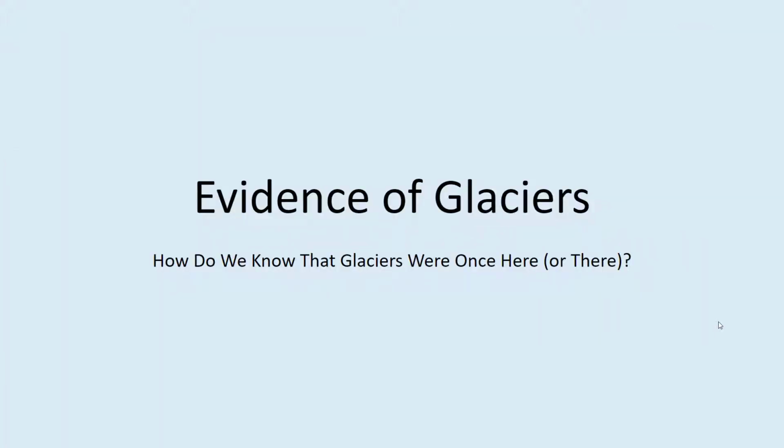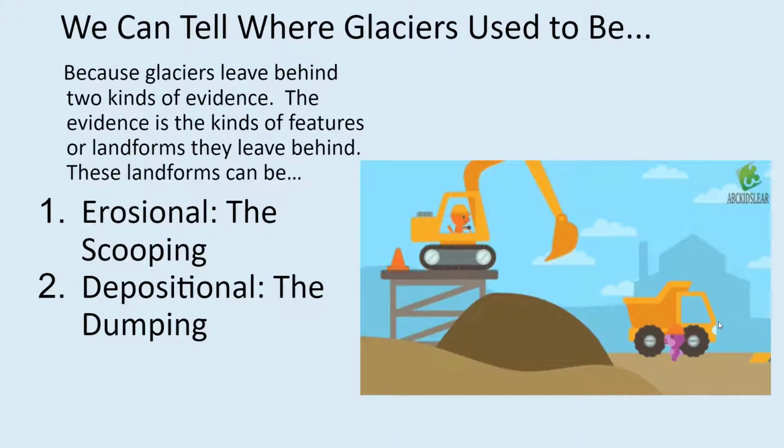All right, let's talk about evidence of glaciers. Okay, so now we have some of the basics. We know how glaciers form. We know the two different types of glaciers. So now let's talk about the fact that there are not that many glaciers on this planet. So how do we know that glaciers were here or there? And it has everything to do with erosion, which is what we were talking about yesterday, erosion and deposition.